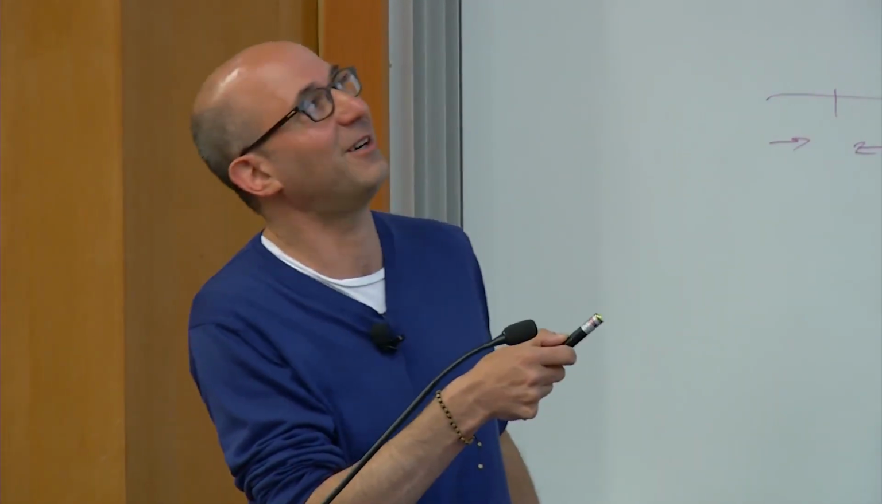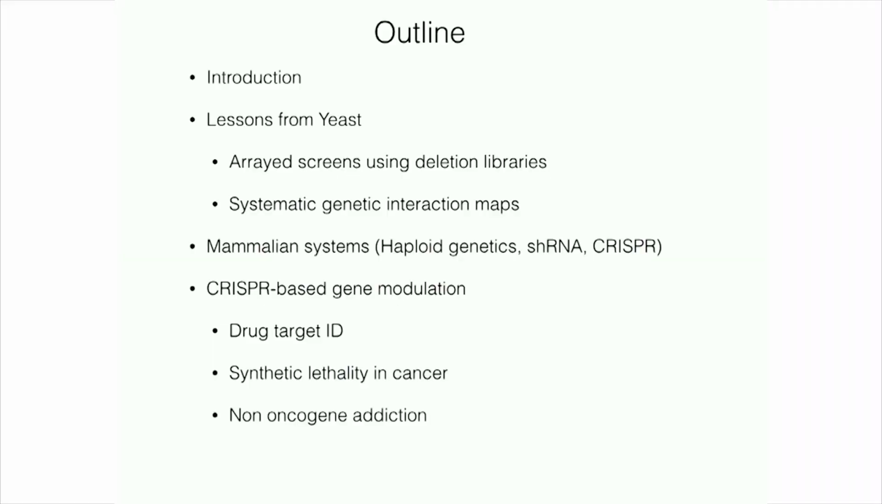So with that, the outline of my talk is, I start naturally enough with an introduction, and then really talk about systematic genetics and lessons from yeast, and these ideas of using arrayed screens, using deletion libraries, and then introduce what has, I think, been a particularly powerful approach of combining classic epistasis analysis between genes with systematic approaches.